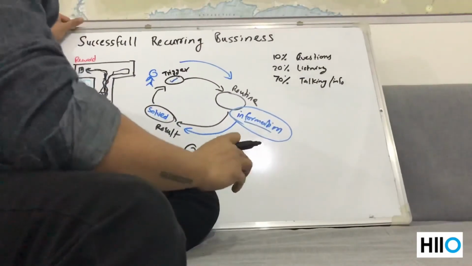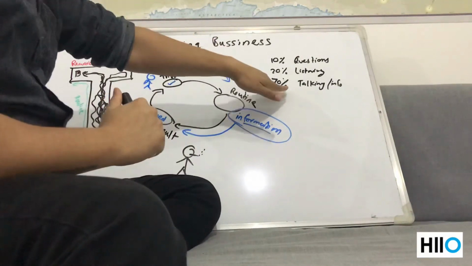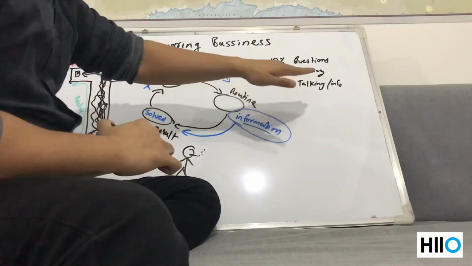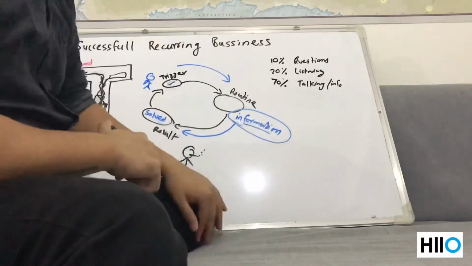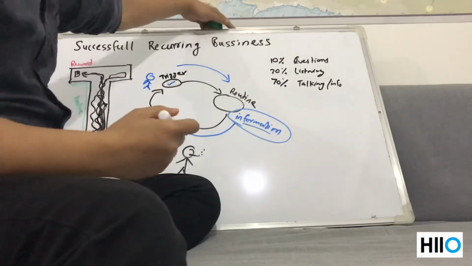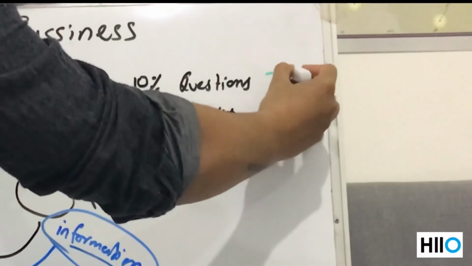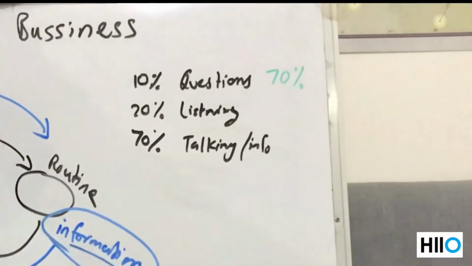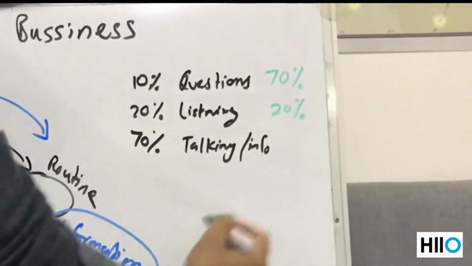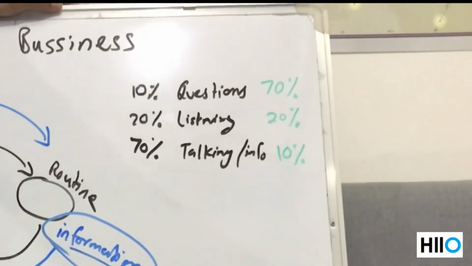Now, what is happening here is we are wasting a lot of time by talking to them and providing unuseful information to them. What exactly we should do is switch this the other way around. Just change this model into this: 70% of the time, ask questions. 20% of the time, you listen to them. And 10% of the time, you provide them information.